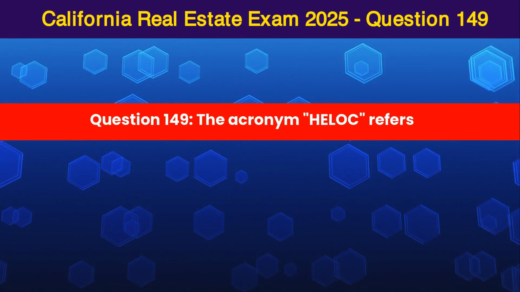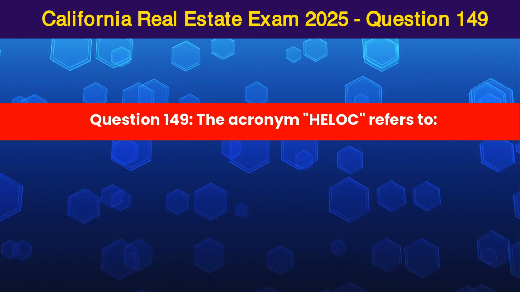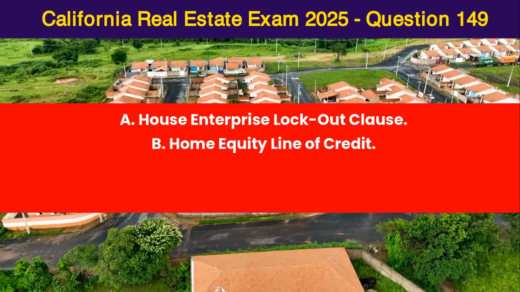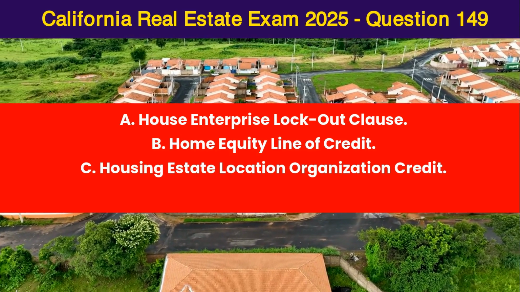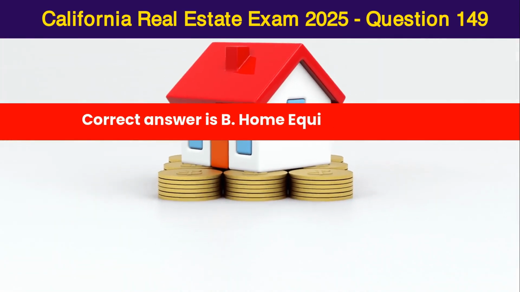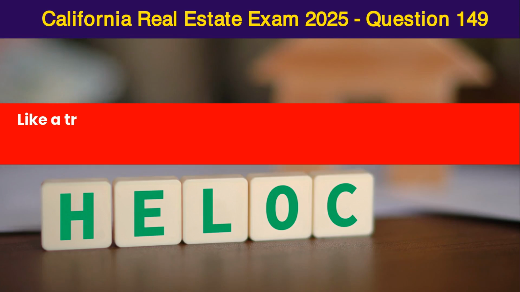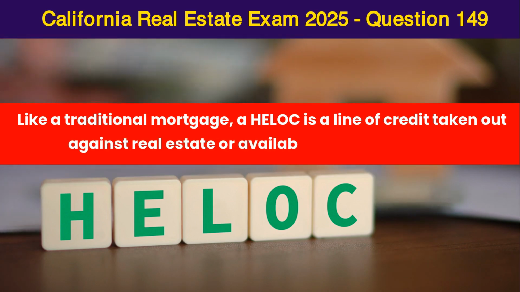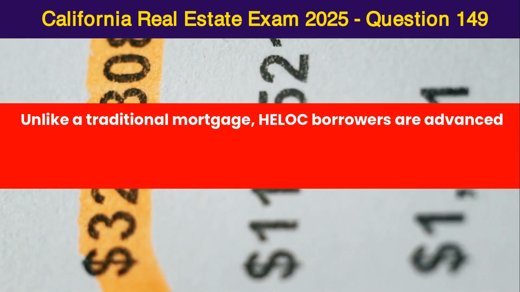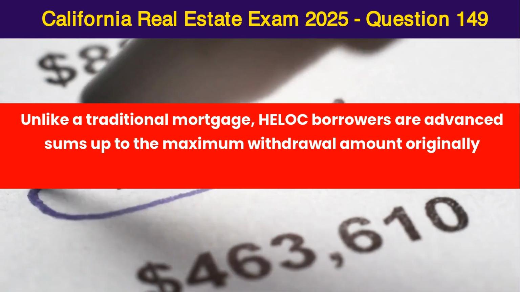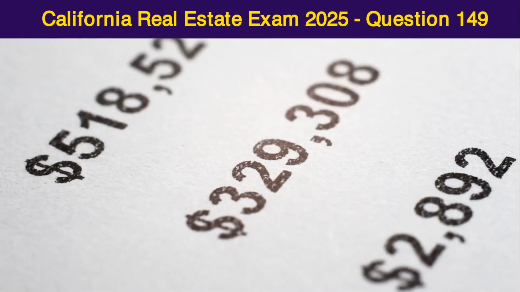Question 149. The acronym HELOC refers to A. House Enterprise Lockout Clause, B. Home Equity Line of Credit, C. Housing Estate Location Organization Credit, D. Homeland Event Life-Owned Company. Correct answer is B. Home Equity Line of Credit. Like a traditional mortgage, a HELOC is a line of credit taken out against real estate or available real estate equity. Unlike a traditional mortgage, HELOC borrowers are advanced sums up to the maximum withdrawal amount originally approved by the lender.